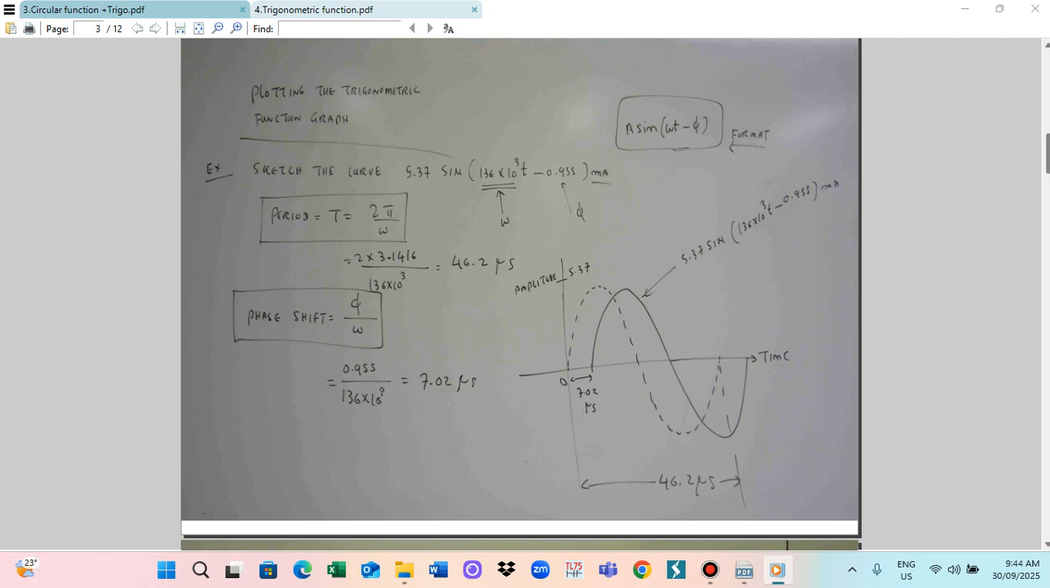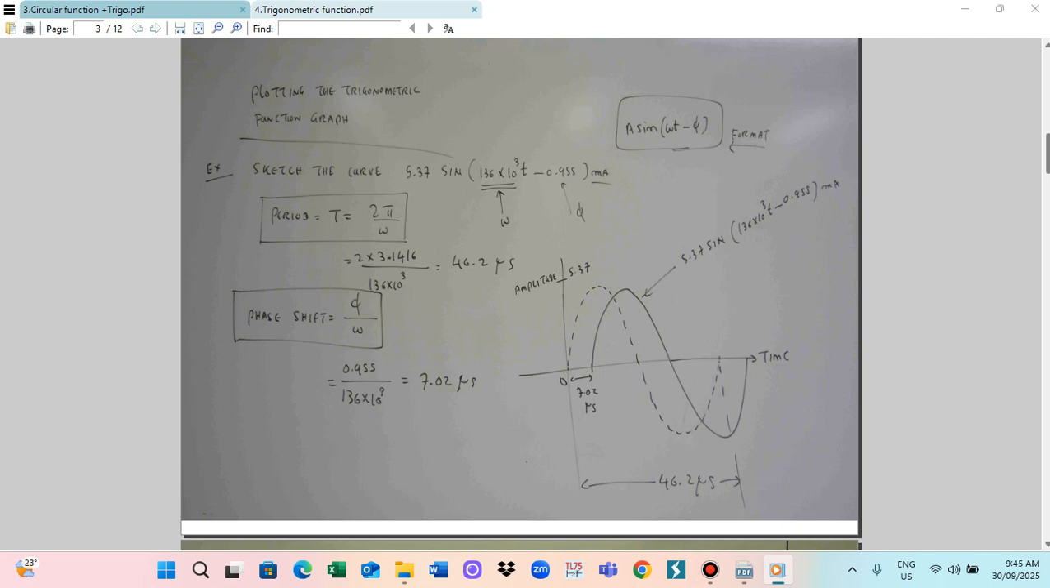This one is a minus 0.955, it is a phi. So this is a phi angle. A sine omega t minus phi. So omega is 136 into 10 power 3. Phi is a minus 0.955. From here we can calculate the period t. Period t is equal to 2 pi by omega. So we substitute 2 multiply by 3.1416 divided by omega, 136 into 10 power 3. So by solving this one, you got the period t is 46.2 microsecond.